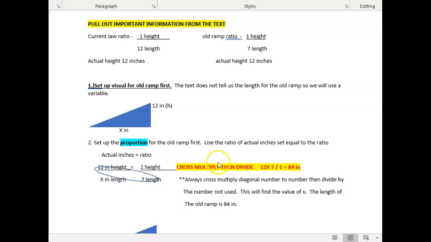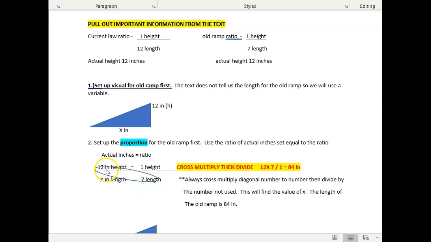Cross multiply, then divide. Cross multiply, then divide. I love that little jingle. It always gets me to where when I hear it, I know exactly what to do. I can even sometimes just say it, and my students will know exactly what I'm talking about.